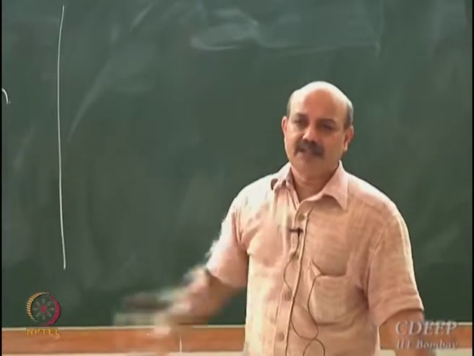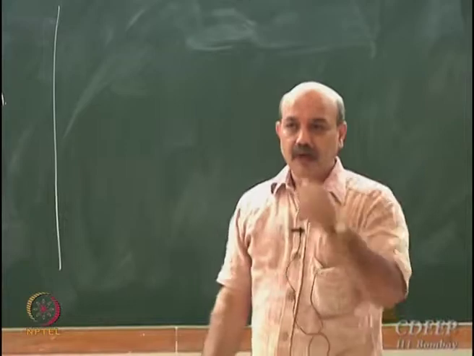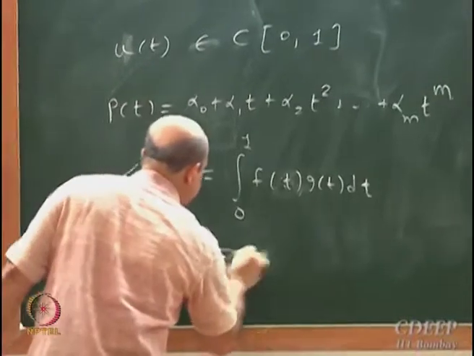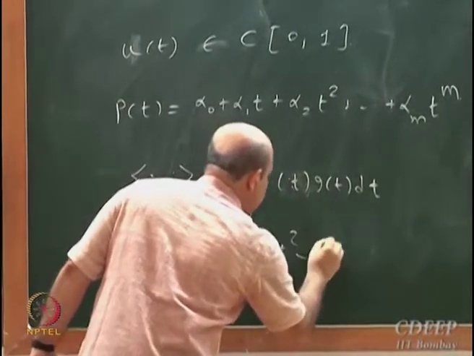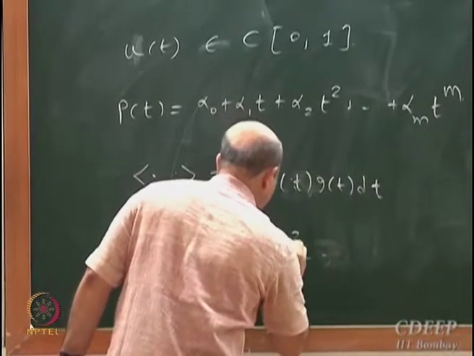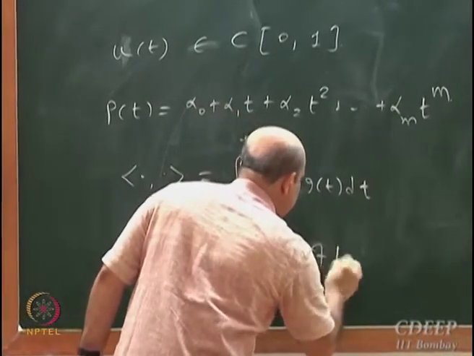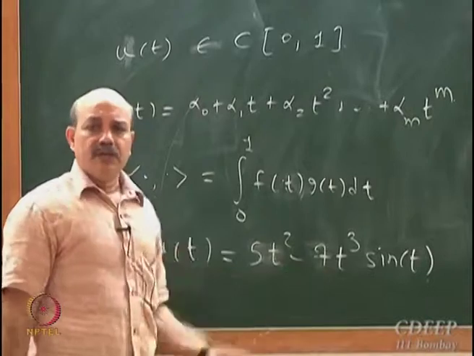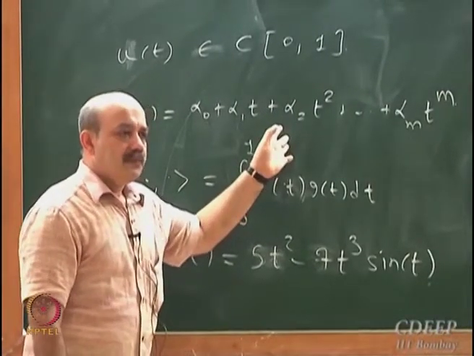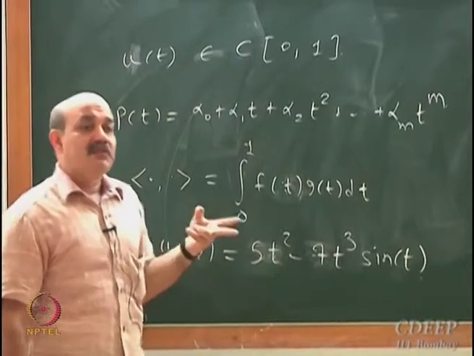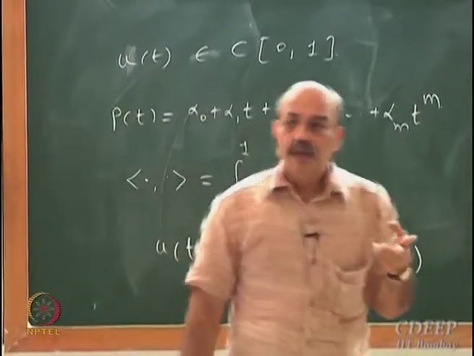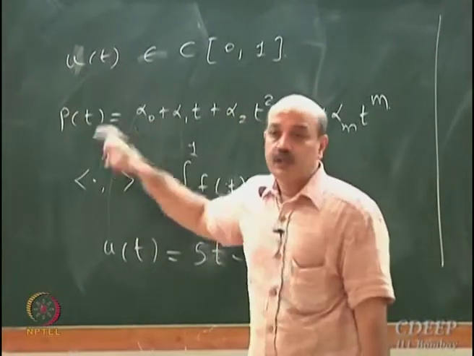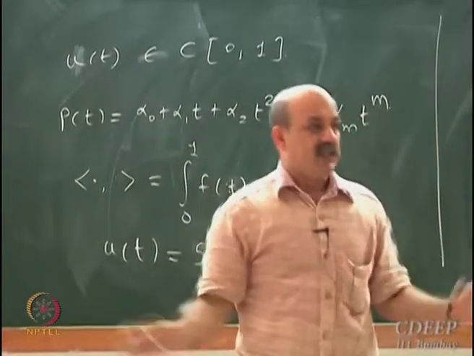Let's first look at this problem. Mth order, m is, let's say, large. I want to have some 10th order polynomial fitted here. And my u(t) is, let's take some u(t), which is phi t square minus 7t cube sine t. This is the u(t). I want to develop a 10th order polynomial approximation of this function in the least square sense. What is the meaning of least square sense? That means the two norm of the difference between u(t) and p(t) should be smallest.